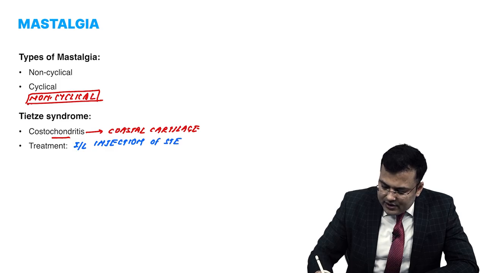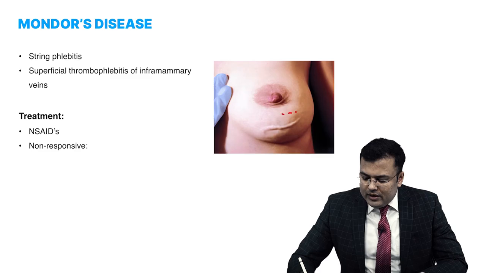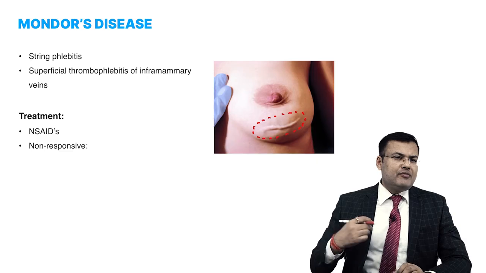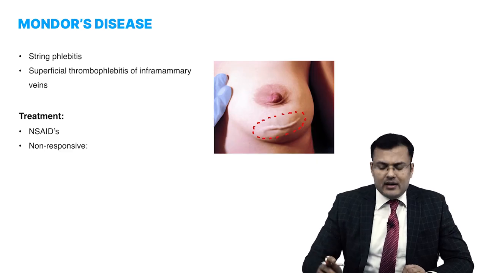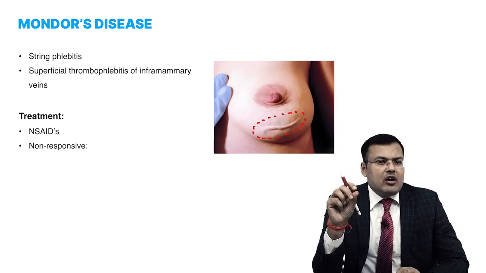Intralesional injection of steroids. That is Tietz syndrome. Next is an image-based question. You can see here, you can notice that this patient is having what? String phlebitis, superficial thrombophlebitis of inframammary veins. If you feel it, it feels like a cord or like a string.